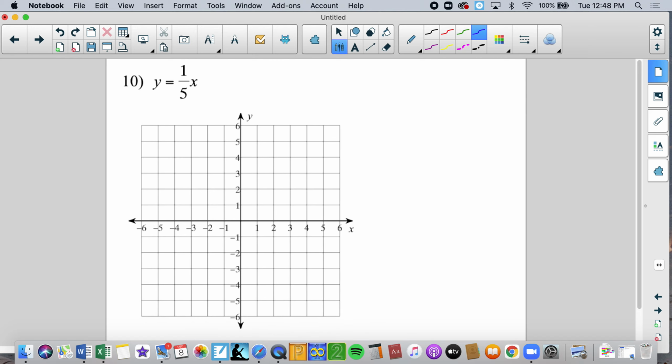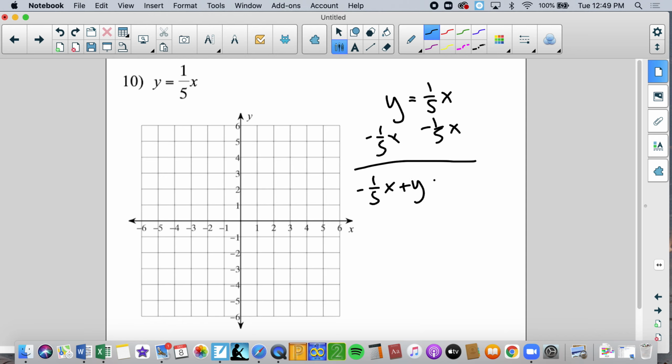Last one. Now this one's also an interesting one. When we put it in standard form, we're going to subtract 1/5 x, and you get negative 1/5 x plus y equals 0. That's always a fun one. Let's multiply everything by -5. Why did I do -5 as opposed to 5?